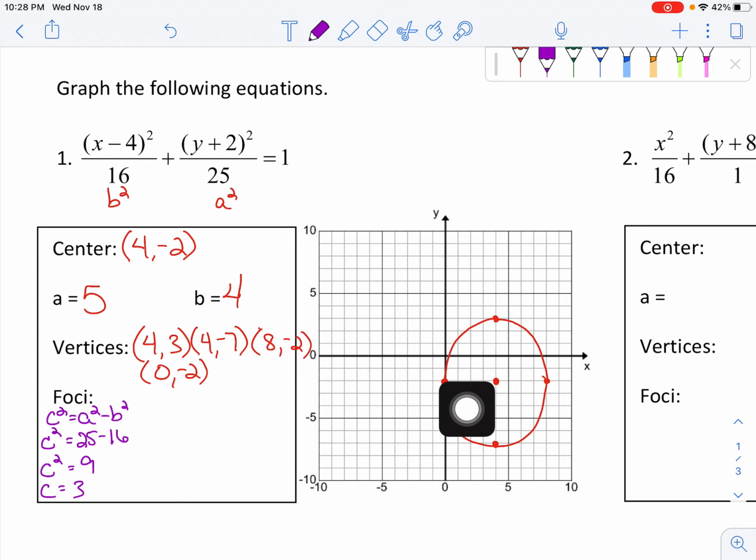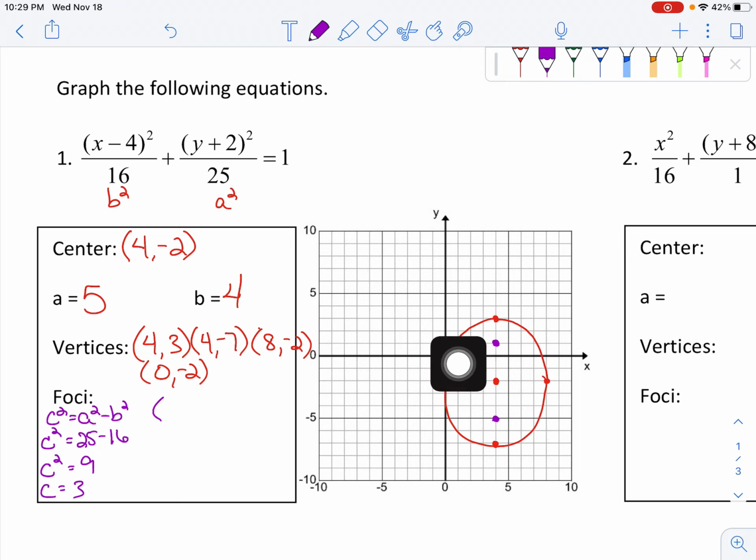So from the center, I'm going to count up and down 3 units. And the reason I'm counting it vertically is because that's the larger denominator is attached to y. So it's more elongated vertically. So that's my major axis. So 1, 2, 3, there is one of my focal points. Let's go ahead and find the other one. 1, 2, and 3.